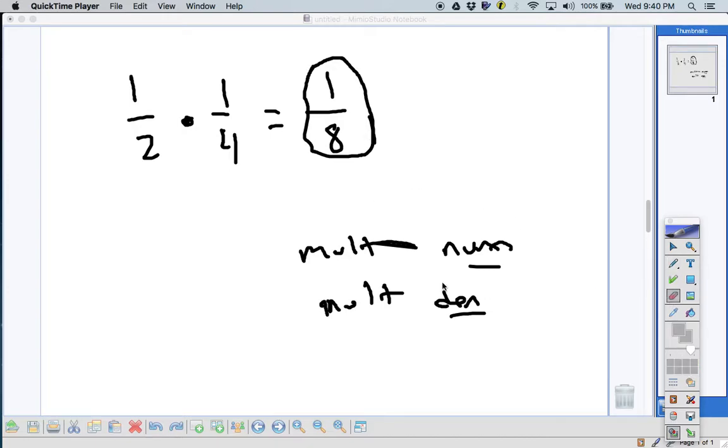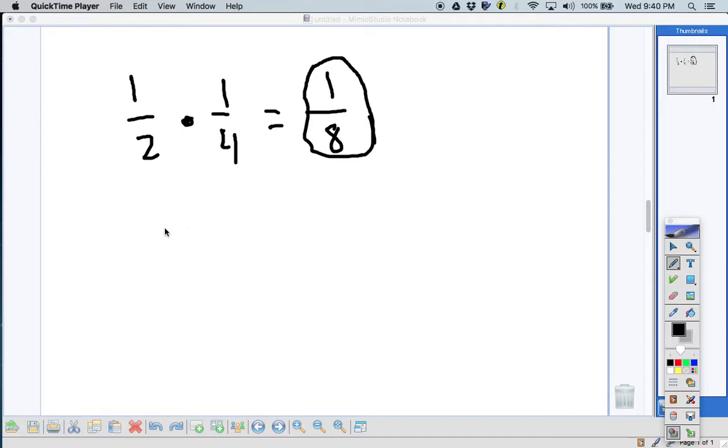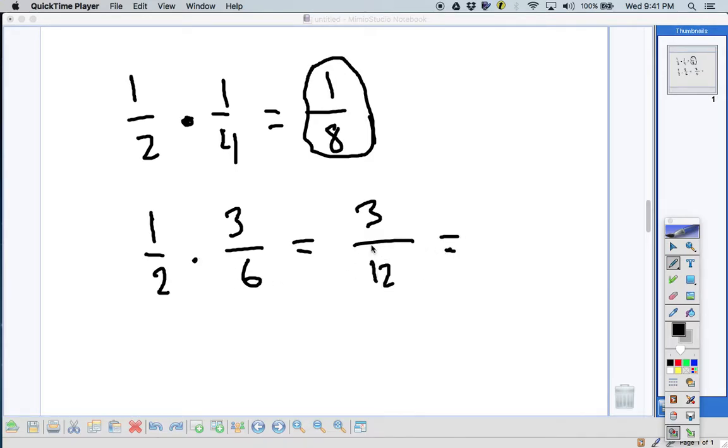I'm going to go ahead and do one that we can reduce, just so that you can see what that would look like. So let's make this 1/2 times 3/6. I'm going to go 1/2 times 3/6. So you go 1 times 3 is 3. 2 times 6 is 12. And now what we have in common is a 3. Both of these are divisible by 3. So when you do 3 divided by 3, you get 1. And when you get 12 divided by 3, you get 4. So here is a case where you would have to reduce.